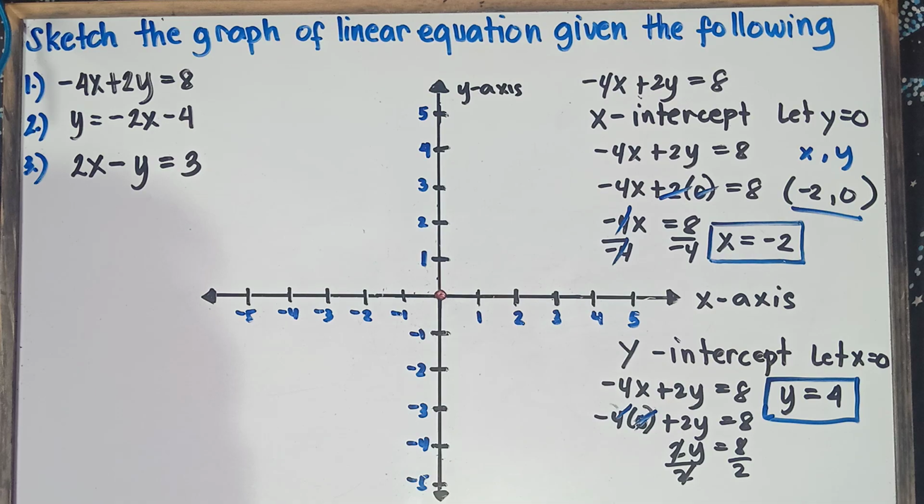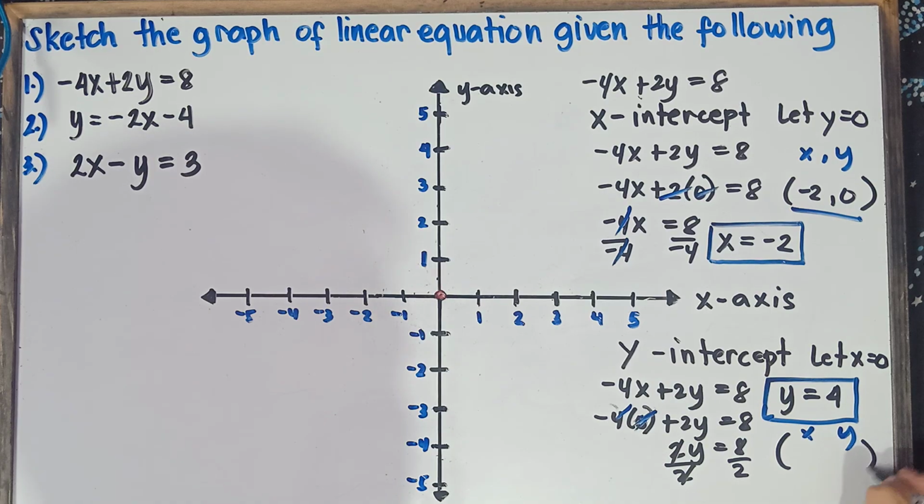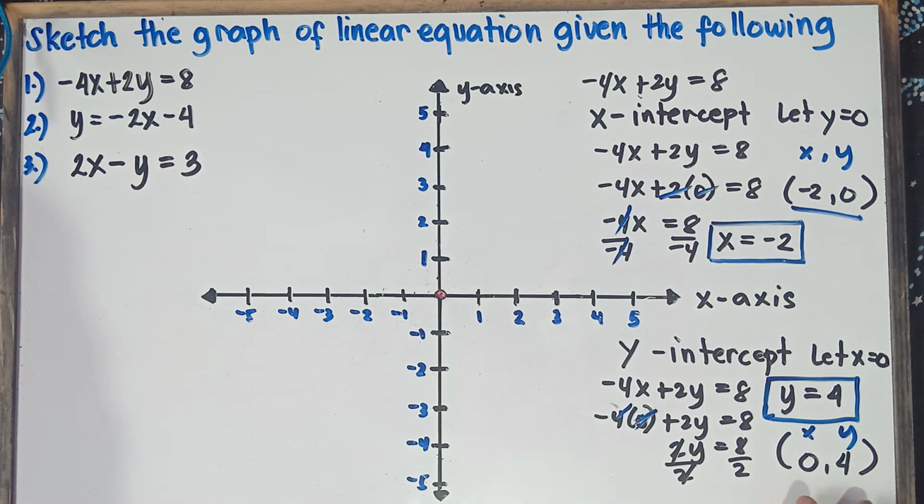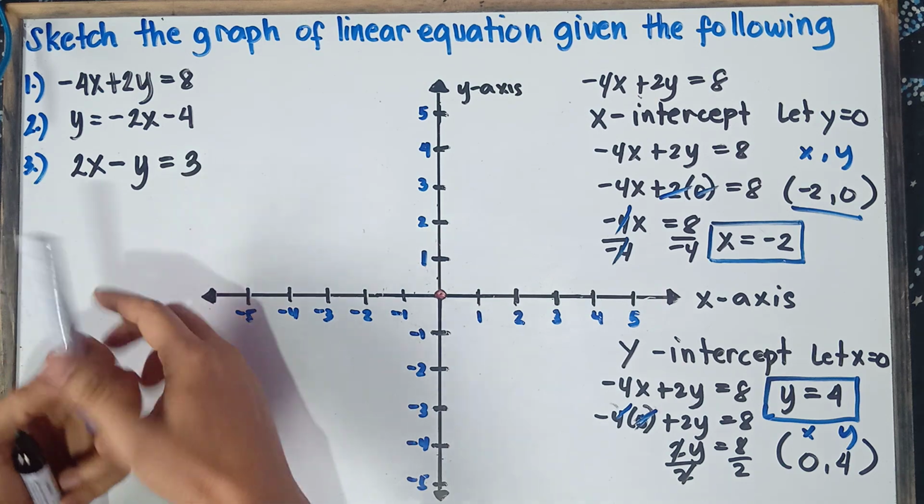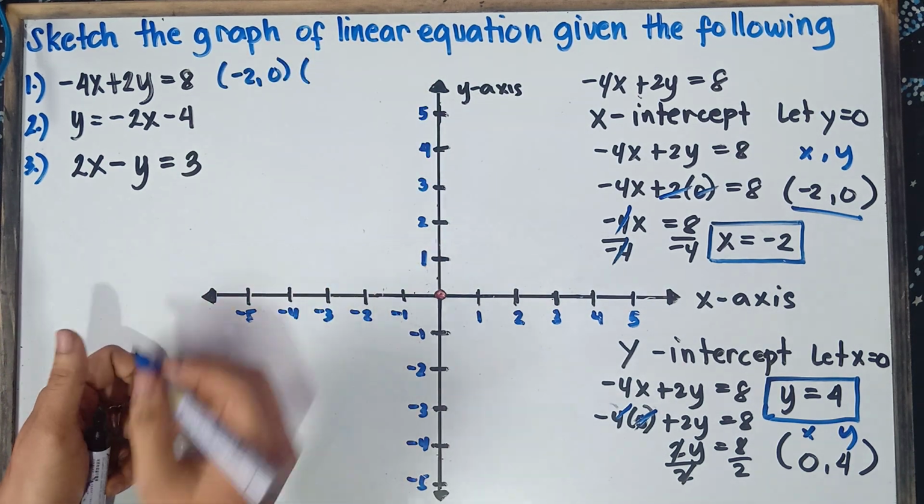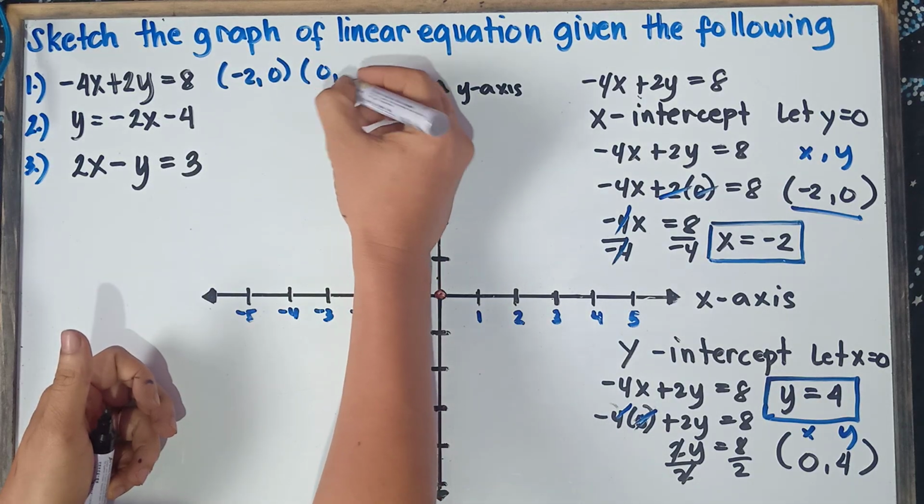Therefore, our ordered pair would be x and then y. So our x is 0 and our y is positive 4. So x is 0 and y is positive 4. This will be our ordered pair. We have one ordered pair, negative 2 and 0. The other one, we have 0 and 4.